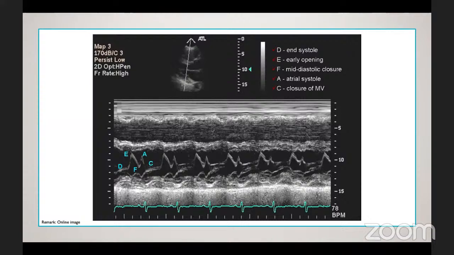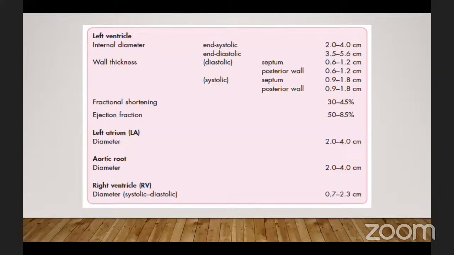Important numbers about the LV and the different cardiac dimensions and measures. The internal diameter at end systole and end diastole usually ranges from 2.2 to 4 at the end of the systole and 3.5 to 5.6 at the end of the diastole, with the wall thickness around the diastole and 0.9 in the systole. The important number, the ejection fraction, is 50 to 85, and the fractional shortening 30 to 45.